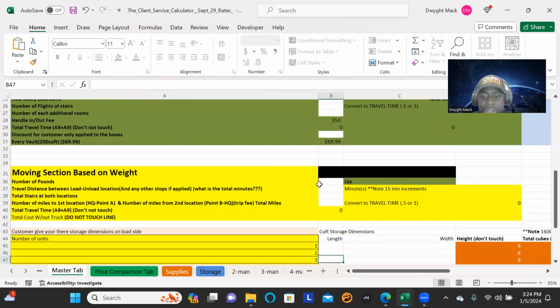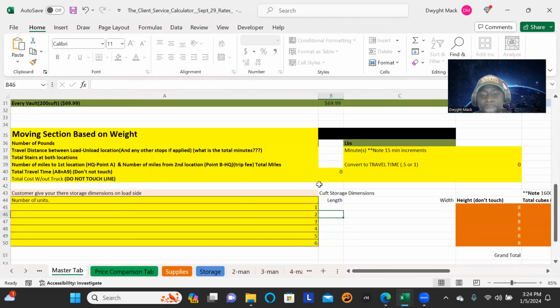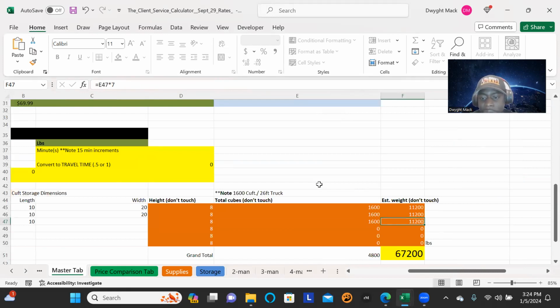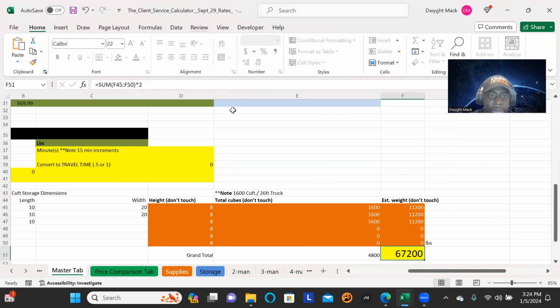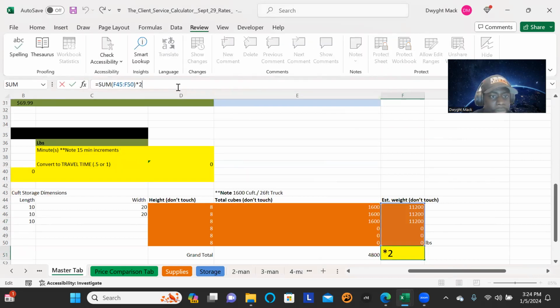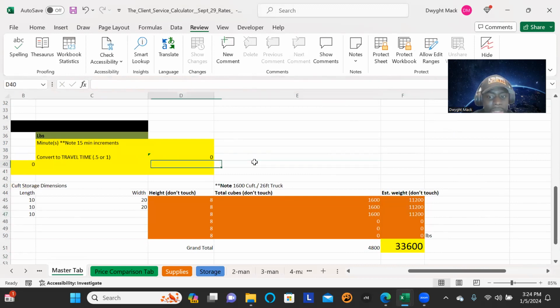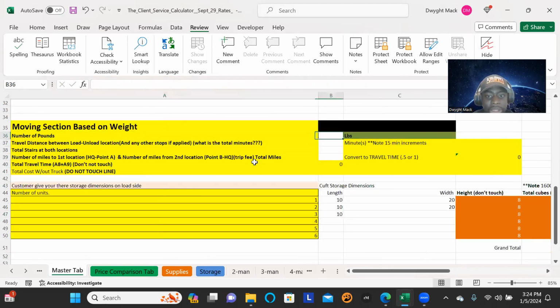So pretty much this is the example of a customer that, let's just say, is in storage. They have a 10 by 20, they have another 10 by 20, and they have another 10 by 20. So it all comes out to about this much, but I usually double the weight. So I'm actually going to take the 2 away in this case, so that we don't double the weight. So it comes out to 33,600 pounds, like we saw on the other chart.